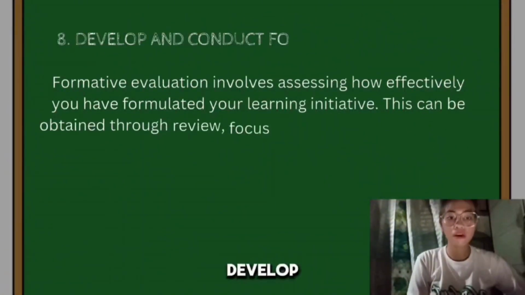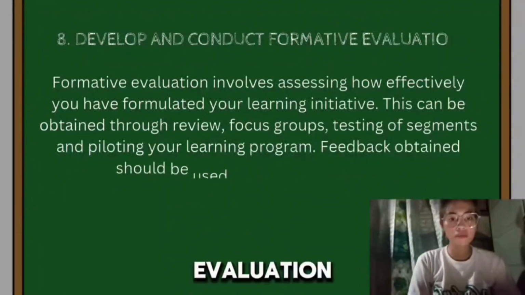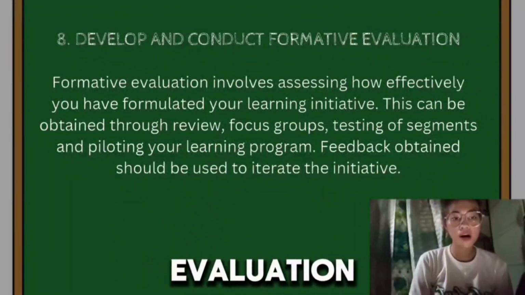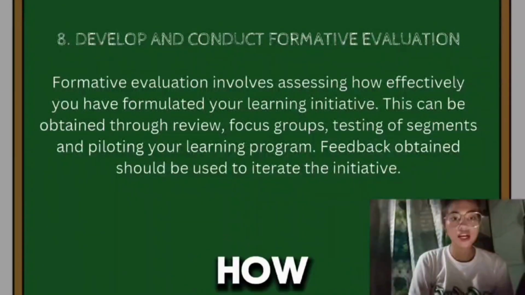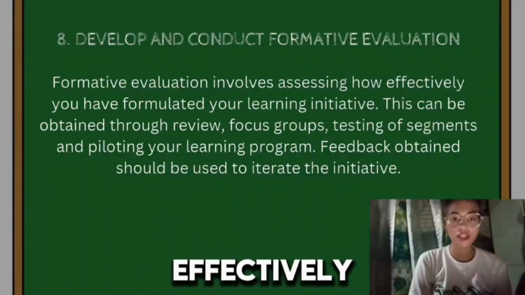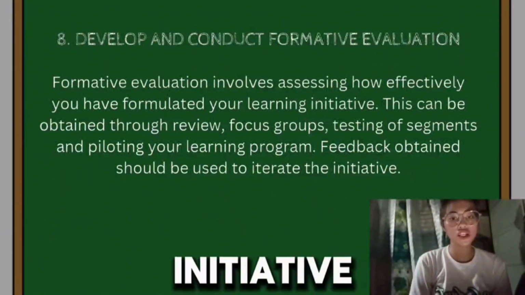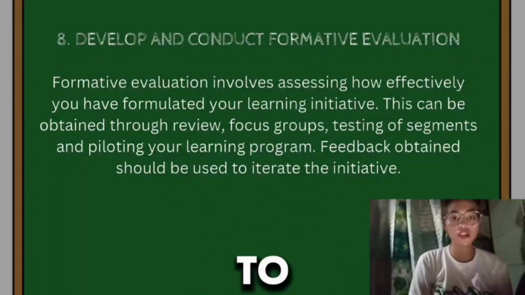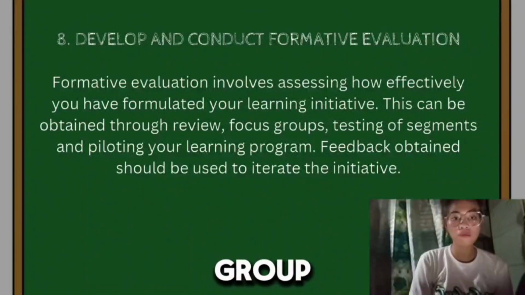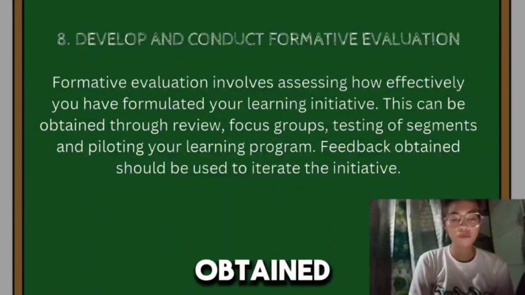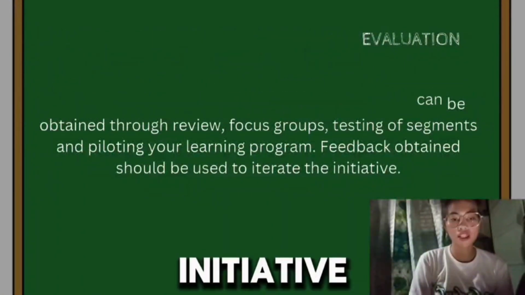Number 8, develop and conduct formative evaluation. Formative evaluation involves assessing how effectively you have formulated your learning initiative. This can be obtained through review, focus group, testing of segments, and piloting your learning program. Feedback obtained should be used iteratively to improve the initiative.